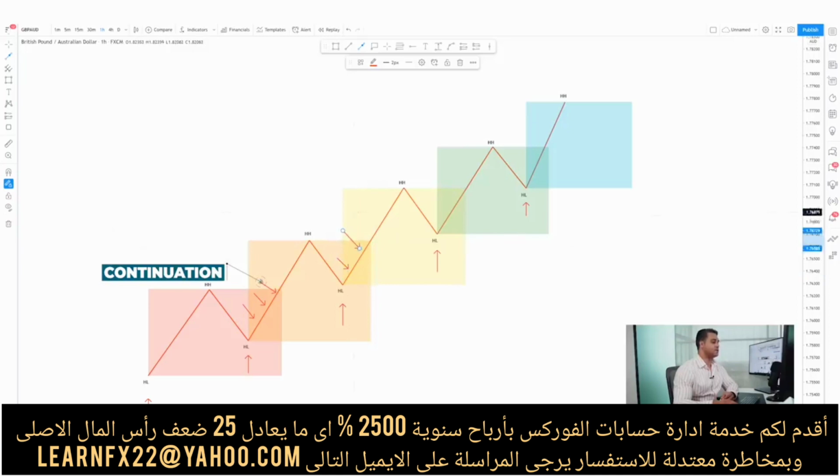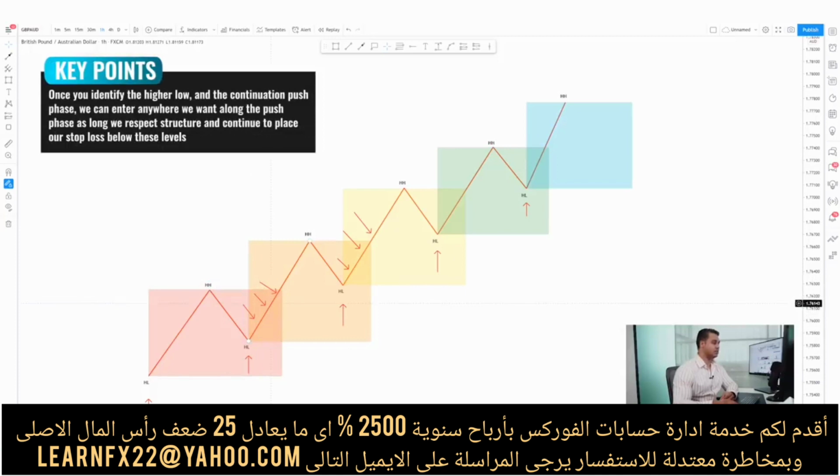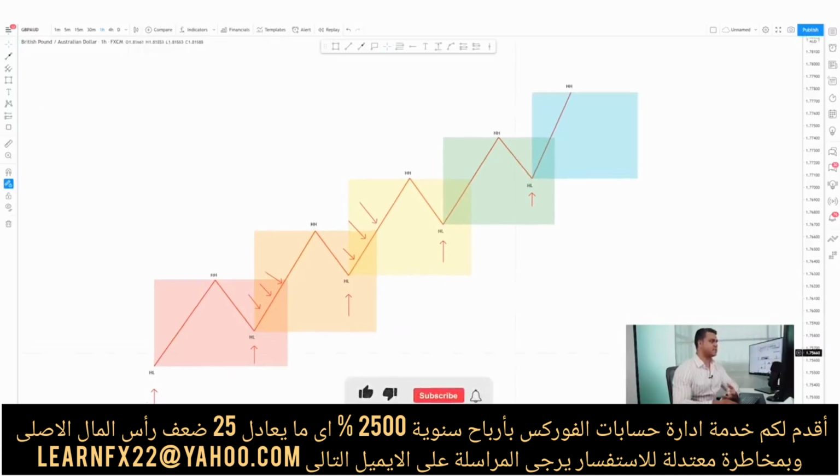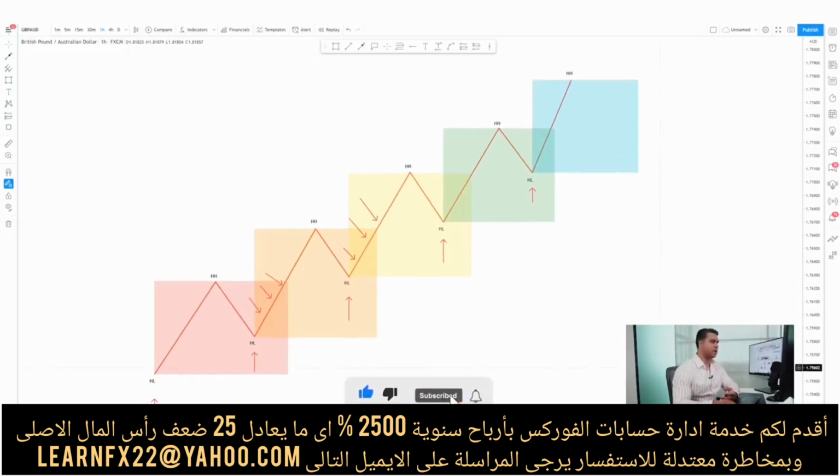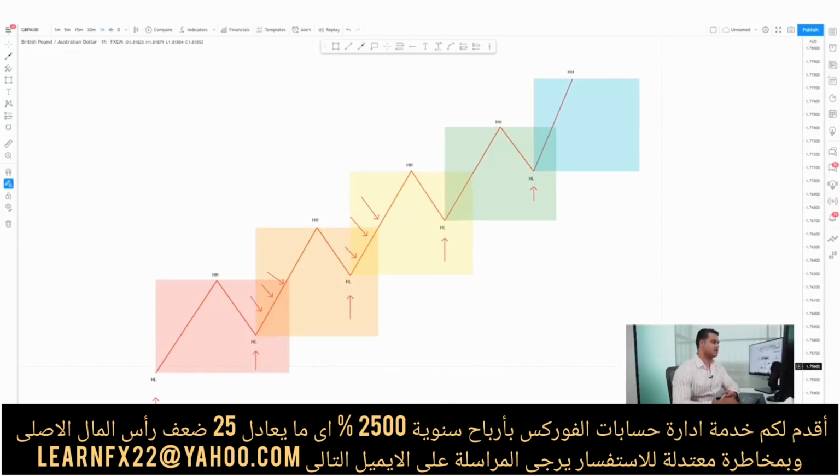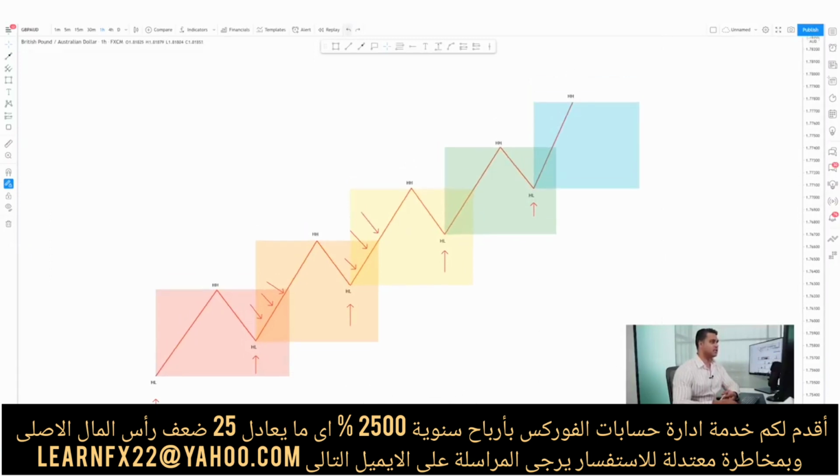Now, what this means to me and you is that once we identify the higher low and the continuation push phase, we can enter anywhere we want along this push phase, as long as we respect structure and continue to place our stop loss below these levels. Now, I'm hoping this is making sense. Sometimes it sounds like I'm rambling on in my own head, but I'm trying to highlight the point to you as much as I can so you can understand it in the simplest way.